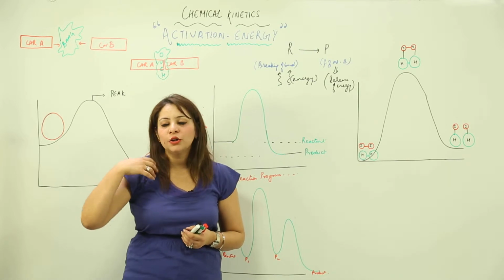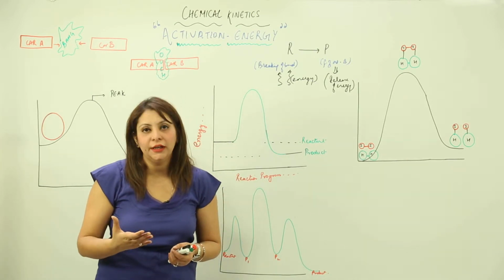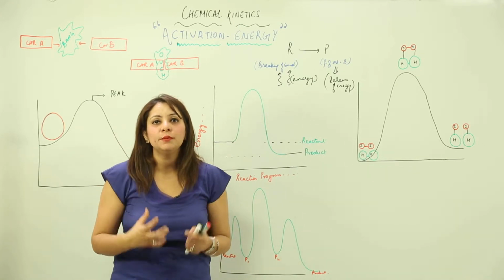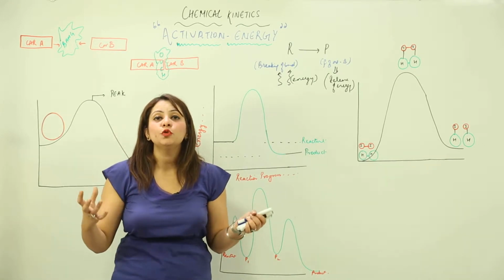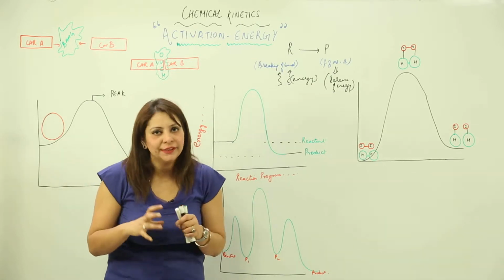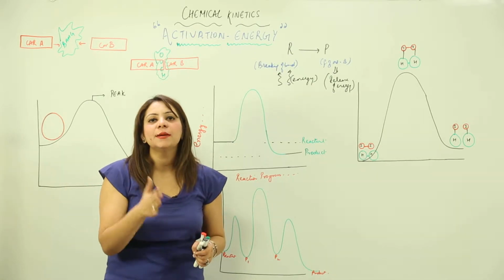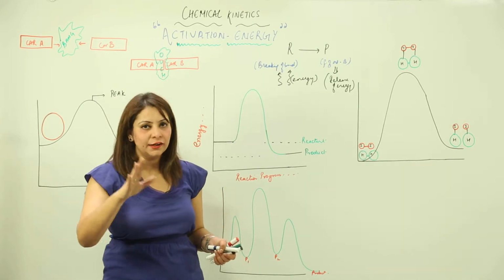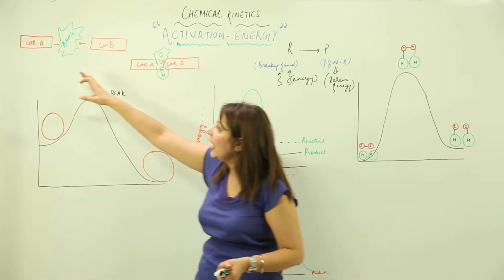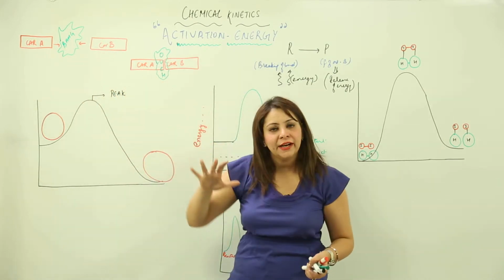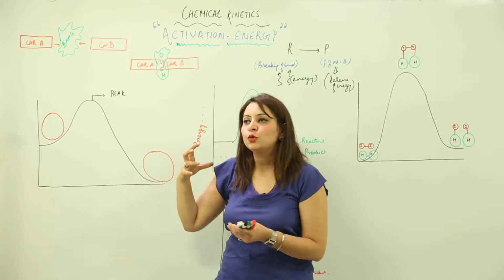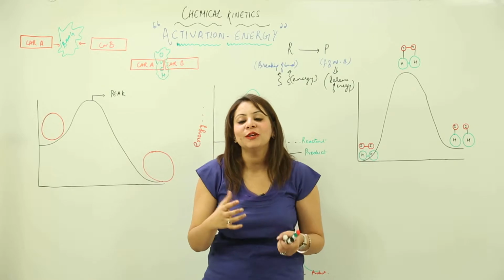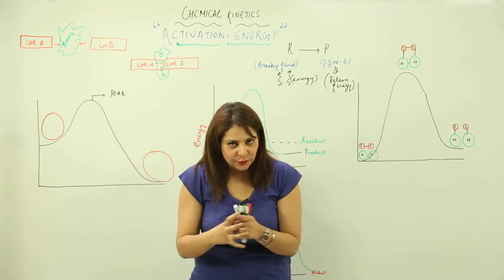Now how are the bonds going to break? For breaking the bonds, there has to be a certain kind of contact between the reactants, and that contact is called collision. I'll explain by considering the reactants as cars. Just look at this example. We have car A and car B. If I want these two cars to crash into each other and break each other apart, obviously they should collide with each other.